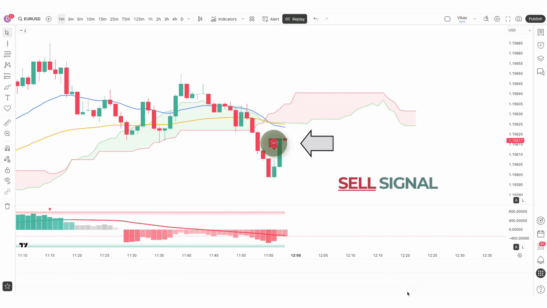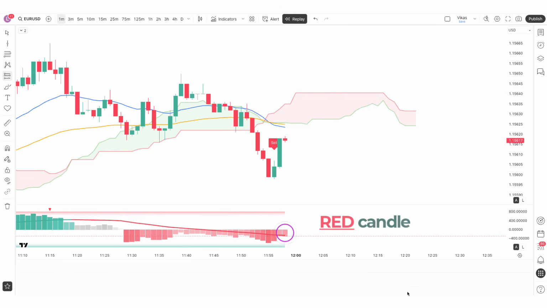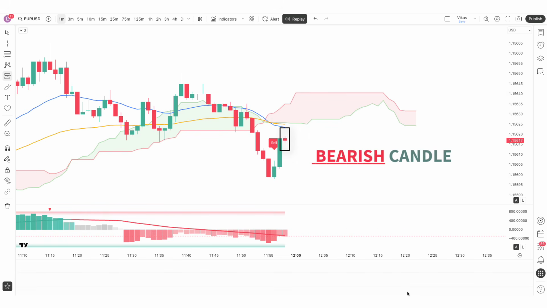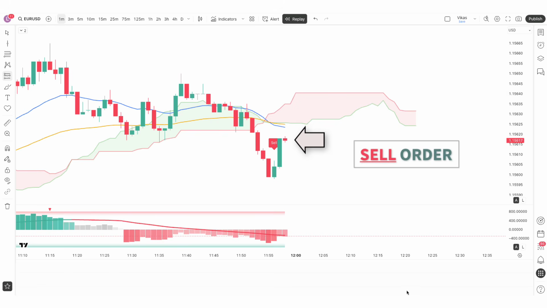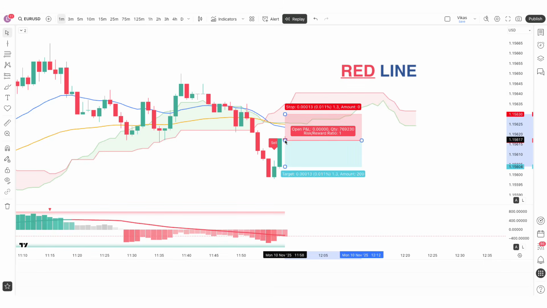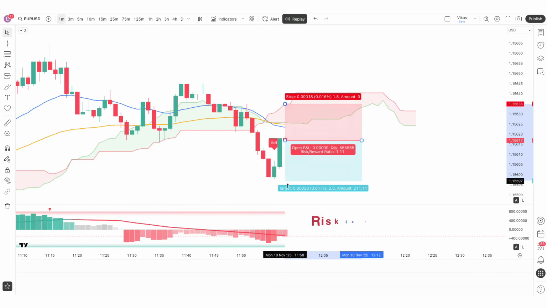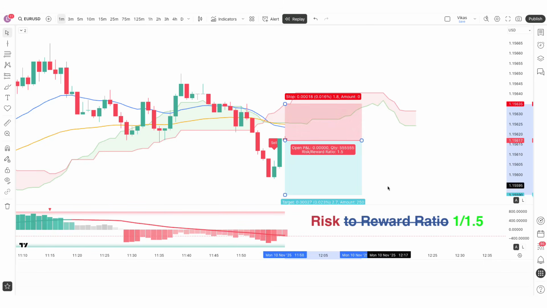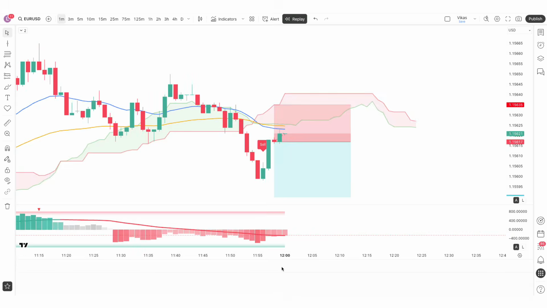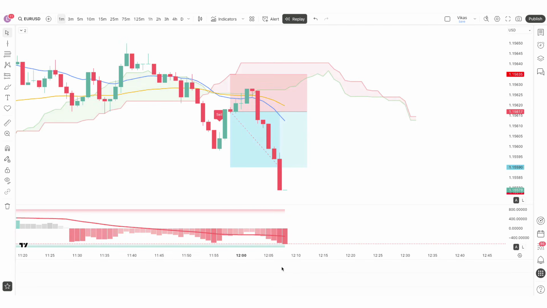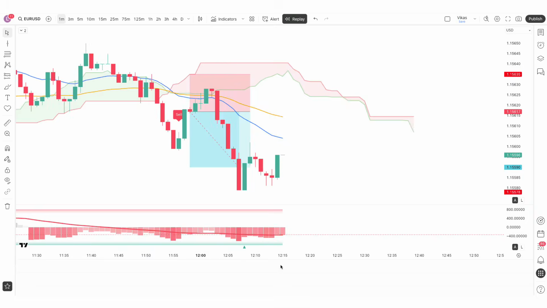Here the multi-confluence signal system indicator gives us a sell signal. Here the standardized PSAR oscillator has a red candle. Here the market has made a bearish candle to give confirmation. So all our conditions are being fulfilled, so we are placing an order to sell. Our stop loss should be at the red line, and the risk to reward ratio will be 1:1.5. We have won this trade. Let's find the next trade.